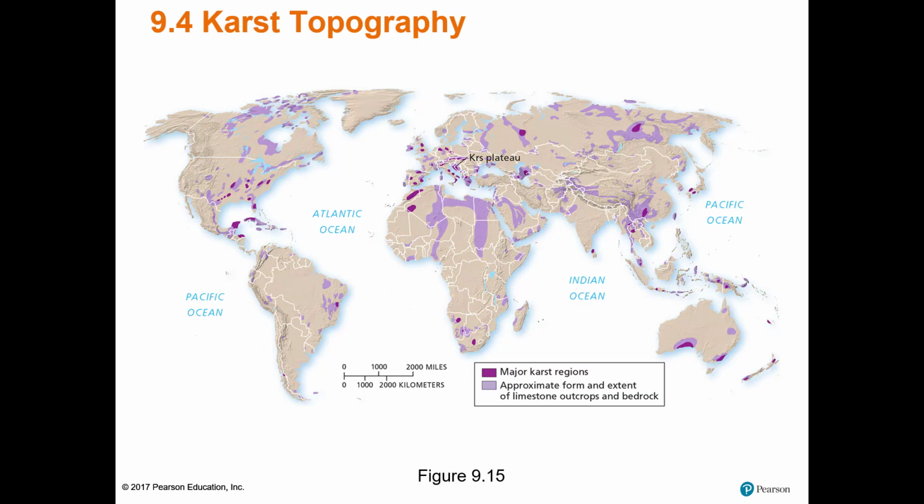This map is showing you the major karst regions of the world in a dark purple, and then the lighter purple are approximate form and extent of limestone outcrops and bedrock. You can see that there are quite a lot of areas, mostly in the southeastern U.S., that have karst, and there are karst topography locations found all around the world.